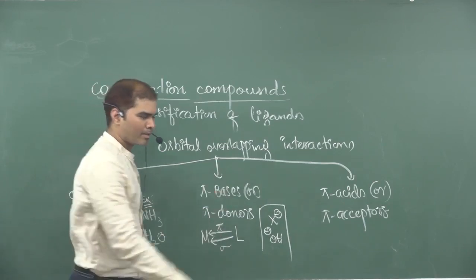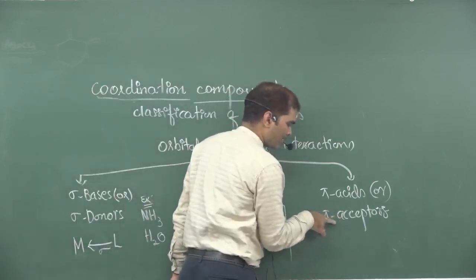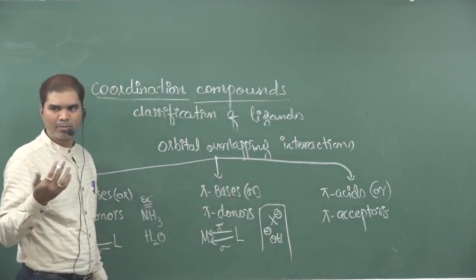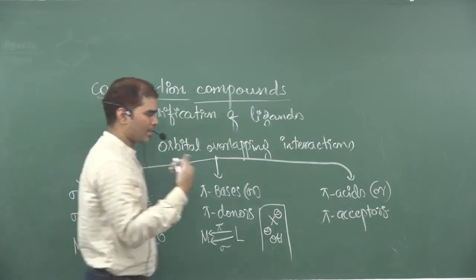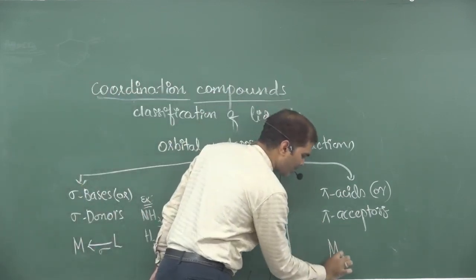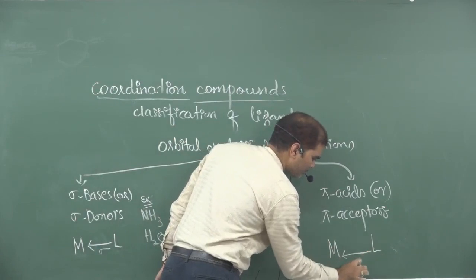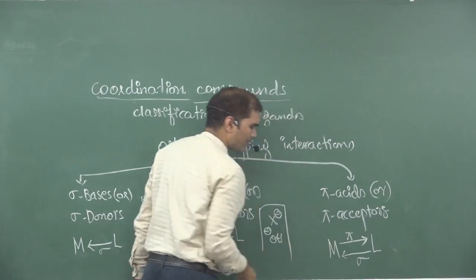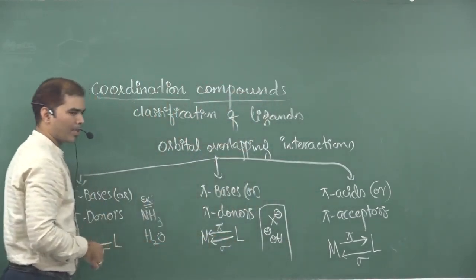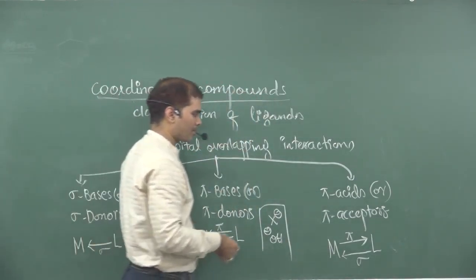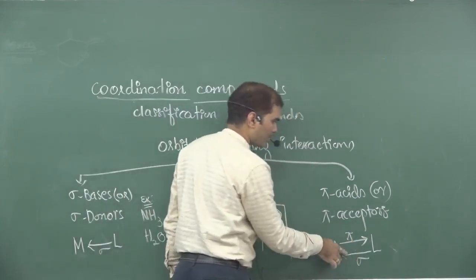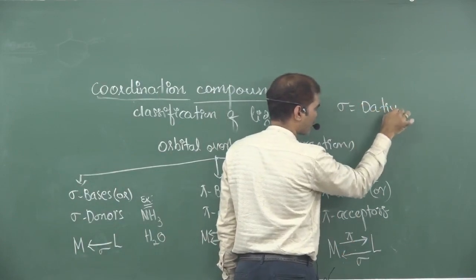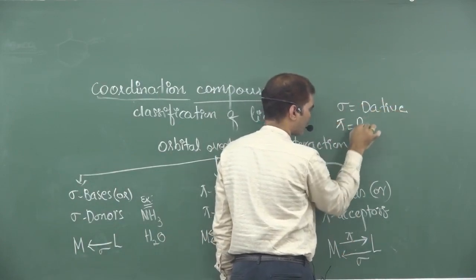Pi acceptors: the name itself tells. Any ligand has to donate a pair of electrons to establish a sigma bond. Along with that sigma bond, it can either double donate or accept. In this case, it is establishing a sigma bond, but it is accepting electron density from the metal. What do you call these bonds? Here I am writing them. That sigma bond, you call it a dative bond or a coordinate covalent bond.